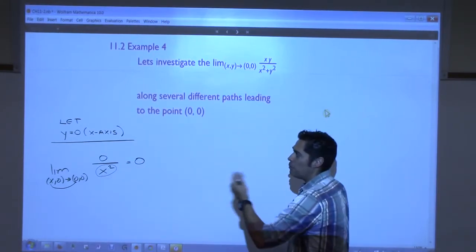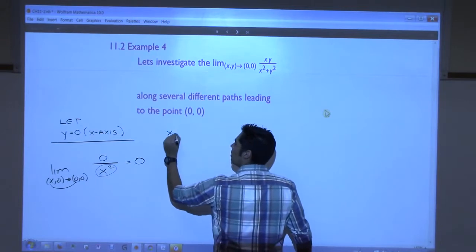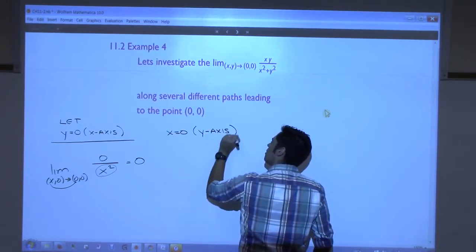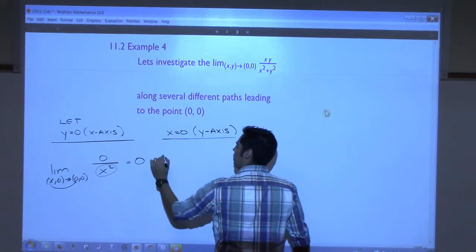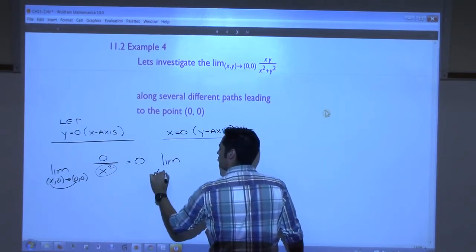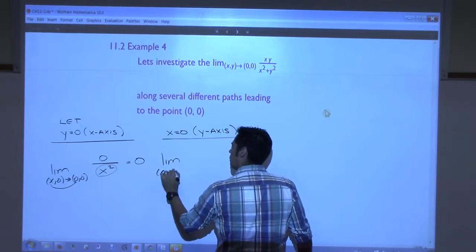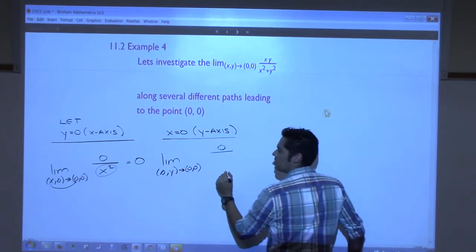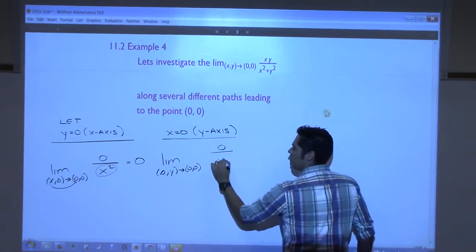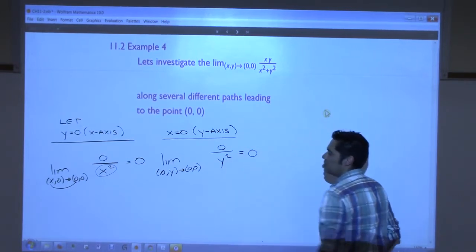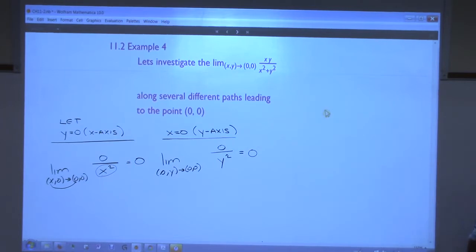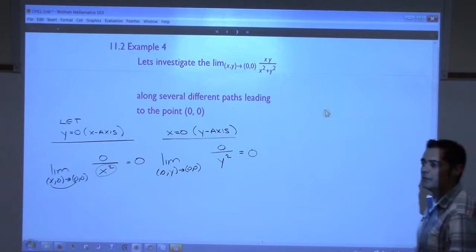Now, similarly, if we come in along the y-axis, let x be 0. Do you all see what's going to happen? You're going to get 0 again. But 0 over what this time? y squared. You get the same answer. So does that mean that the limit is 0? No. It means that along those two paths, the same thing's happening.